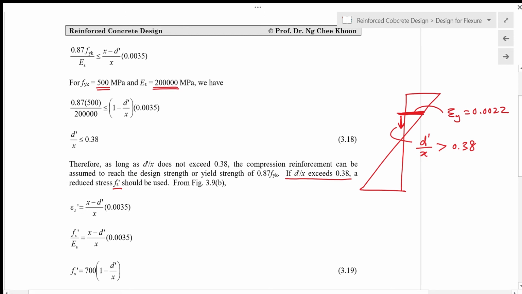So from figure 3.9b, which is the same as the illustration that I have shown here. Okay, so in this case, let's say the location of the compression steel is here, then this is epsilon s prime. Similarly, we can use the principle of similar triangles, and epsilon s prime is equal to (x minus d prime) over x times 0.0035.